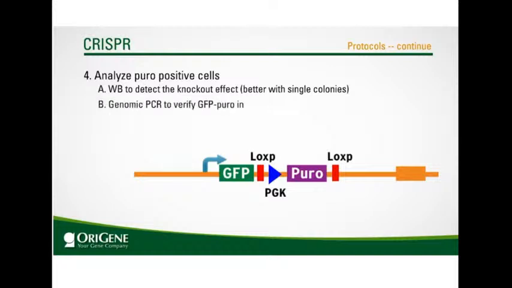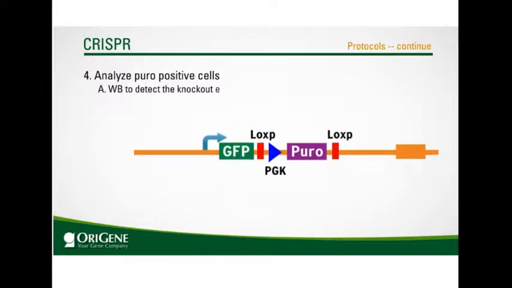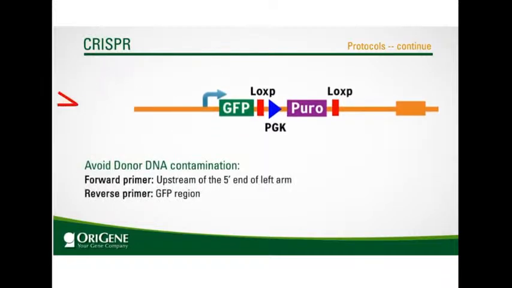Another method is genomic PCR to verify the correct GFP puromycin integration in the genome, followed by sequencing to confirm the integration. To amplify only the edited allele, design PCR primers following these rules. The forward primer should be upstream of the 5' end of the left homologous arm of the donor vector, and the reverse primer should be in the GFP region.